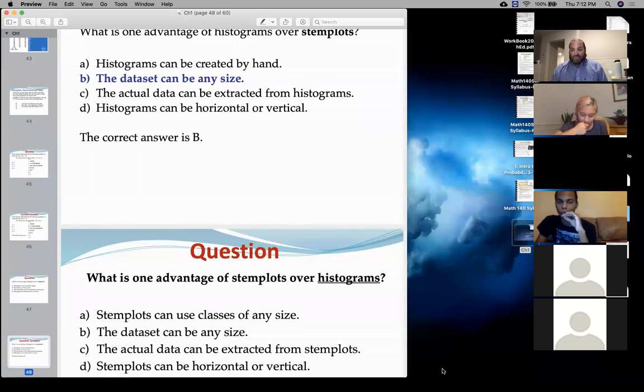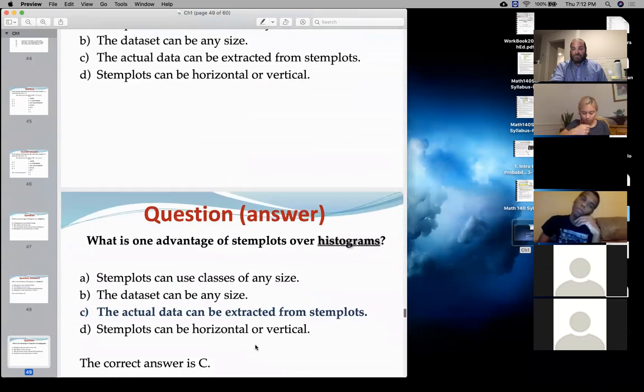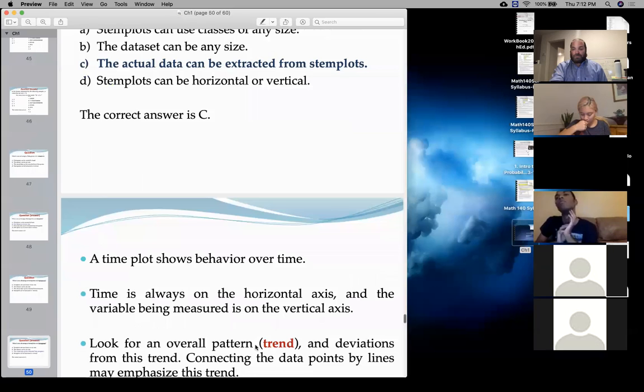So we have C's across the board, and that is correct because you know exactly what the data is for a stem plot, something that's missing for a histogram, so that is correct.